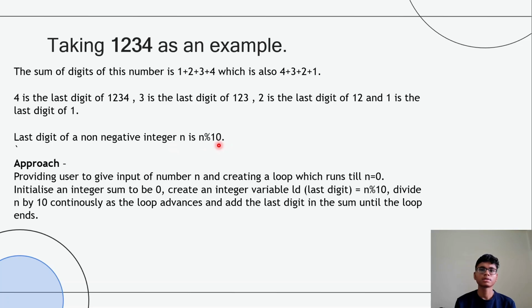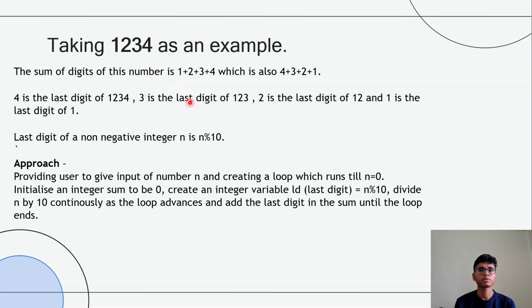As the modulus operator gives the remainder, let's divide this number by 10. We get 4 as a remainder, which is the last digit of this number. So the last digit of any non-negative integer n is n modulus 10.